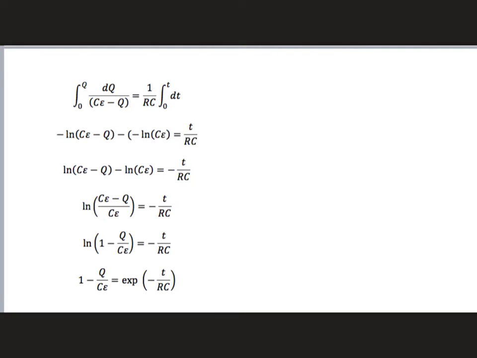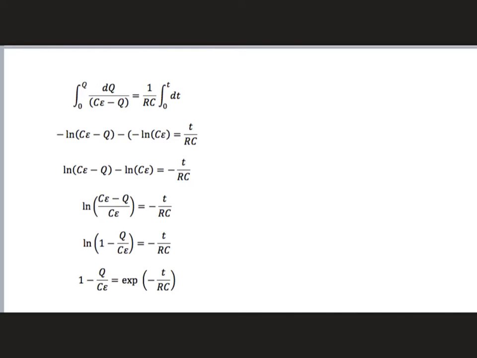After rearranging this with a little bit of algebra, if you distribute this minus sign, it'll become positive. This guy is negative, that guy is positive, that guy's positive. If you multiply everything by a negative sign, that lets you rearrange this more simply, and I get ln of CE minus q minus ln of CE equals minus t over RC. You can see there's a minus sign here. There was not one up there, but we've basically multiplied everything by a negative to put this in a nice form.